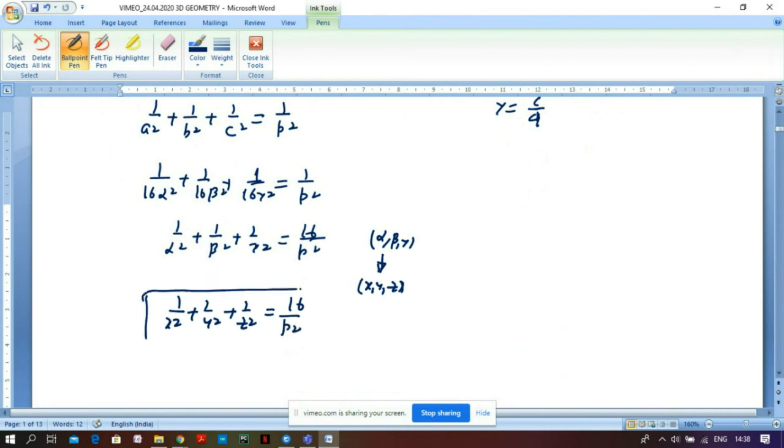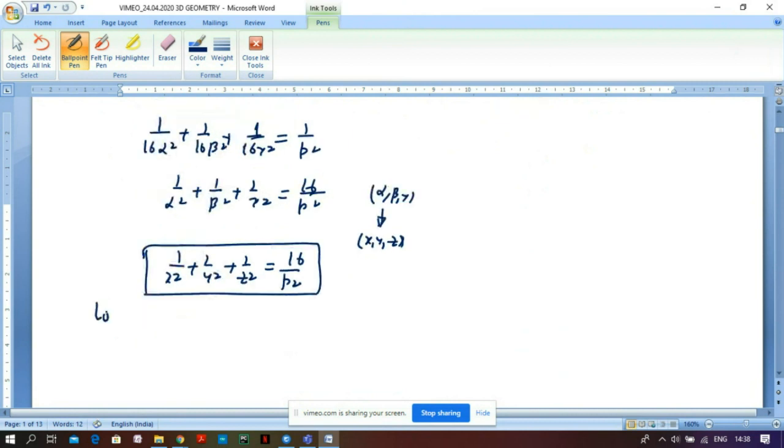Means this is the locus of center of tetrahedron, which is made by the origin O and the plane ABC, which is at a constant distance from origin. So the plane changes, but distance from origin remains constant. So locus problems as such are quite popular in JEE Advanced and JEE Mains also, and they do get asked. So that's the locus problem.